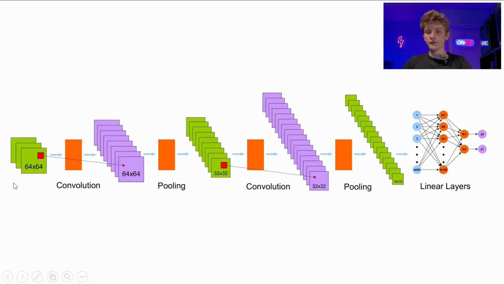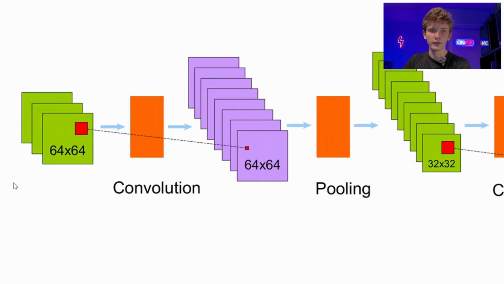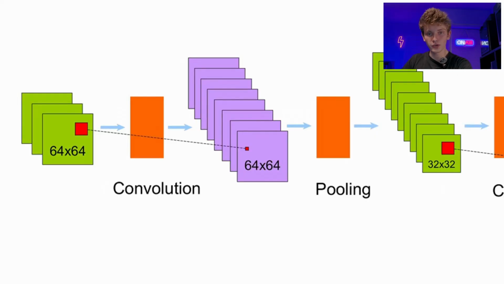So here is a visual representation of the neural network that we created. We can take a look at the individual layers. We first start with our inputs, which will be 64 by 64 images. Again, we have 3 for RGB.